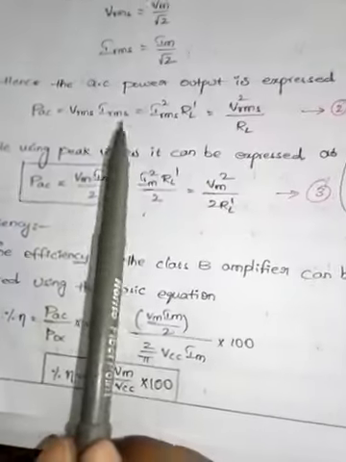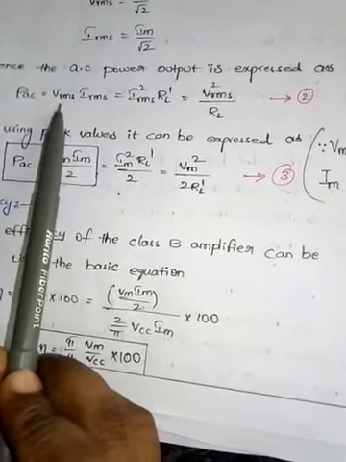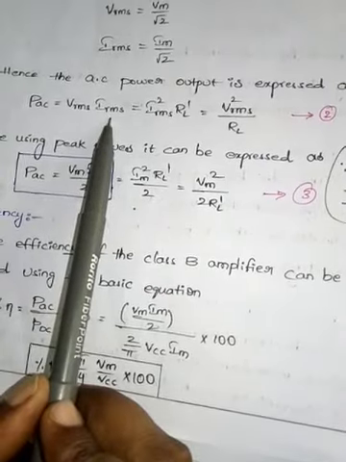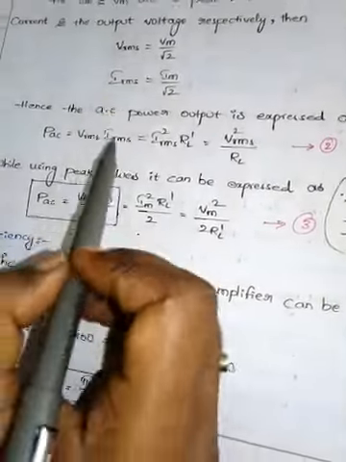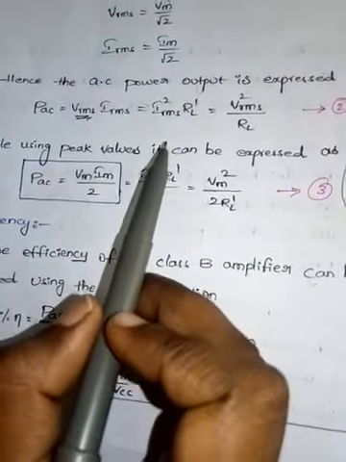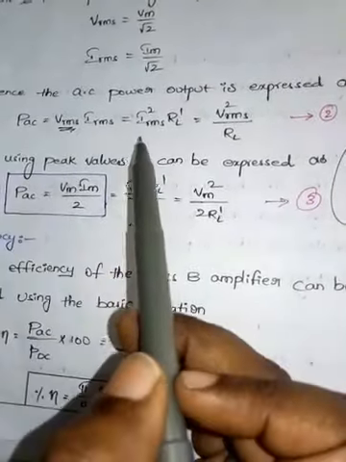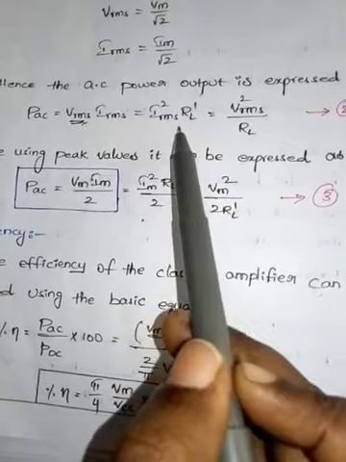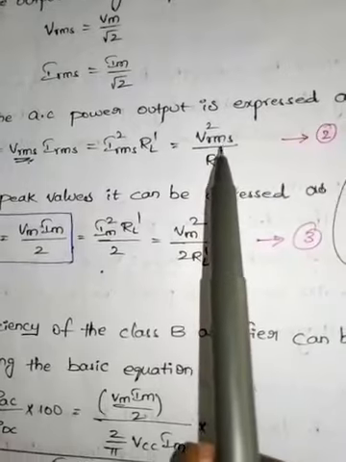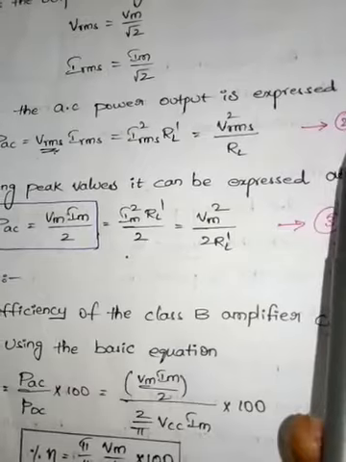So now we need to calculate the AC output power. We know that AC output power equals the product of voltage into current. So Vrms into Irms, and in the place of V, we substitute Irms into RL. If we substitute Irms into RL in the place of Vrms, then you will get I square RMS into RL dash. So you will also get V square RMS divided by RL. Okay, consider these as equation number 2.